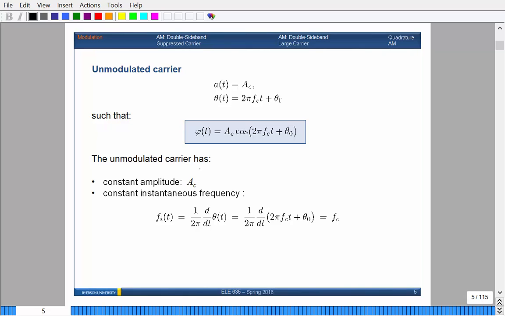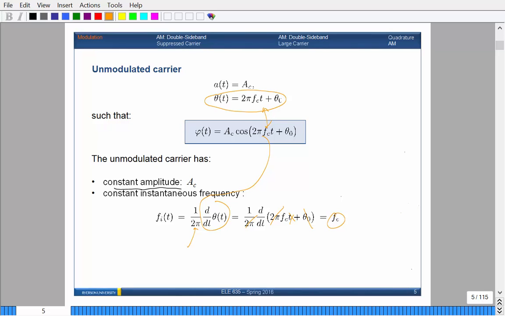Okay, so the unmodulated carrier has a constant amplitude. I talked about this before. Also, it has a constant instantaneous frequency. If you remember the definition of the instantaneous frequency, all you're doing is finding the derivative of what's inside the cosine and then scaling by 1 over 2 pi. So if I took the derivative of this, this goes away, this is constant, and when you take the derivative with respect to time, the t goes away, so you're left with 2 pi fc, and then the 2 pi's cancel, and you're left with fc. That kind of makes sense, right?